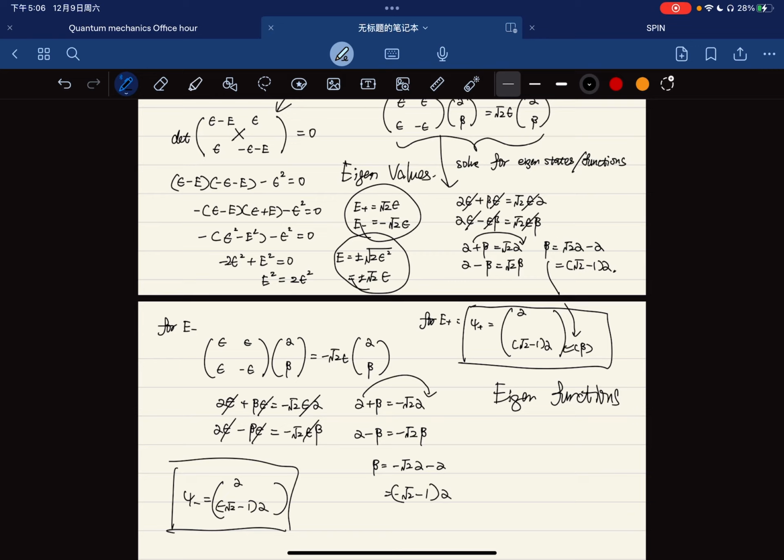So this kind of question is very common in this chapter, and you might see some 3x3 matrix version of this kind of problems, but solving the eigenvalues, solving for the eigenstates, eigenfunctions will be very common, and you will see them multiple times in this chapter. So it's very useful.